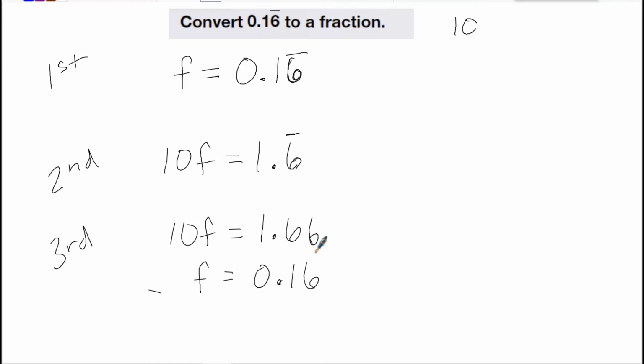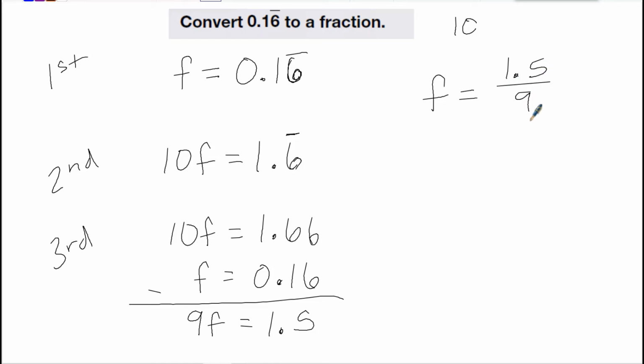I have to add another 6 to line up my decimals. So I end up with 9f equals 1.5. So now I'm going to solve it by dividing both sides by 9, and I get f equals 1.5 divided by 9. Since the fraction has a decimal, I want to multiply this fraction by 10 over 10 to get rid of that decimal point. So I end up with 15 over 90, which equals 1/6.